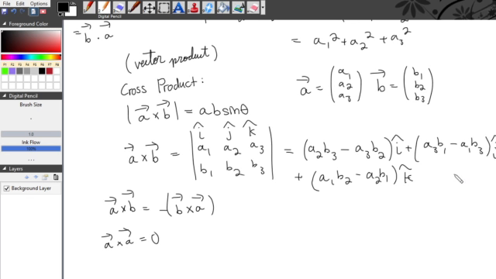Anyways, back to what I was saying. So yeah, this is the cross product, and you can also write this as a sub 2 b sub 3 minus a sub 3 b sub 2, a sub 3 b sub 1 minus a sub 1 b sub 3, and finally a sub 1 times b sub 2 minus a sub 2 times b sub 1. And yeah, as you can see, it's quite a bit to memorize.